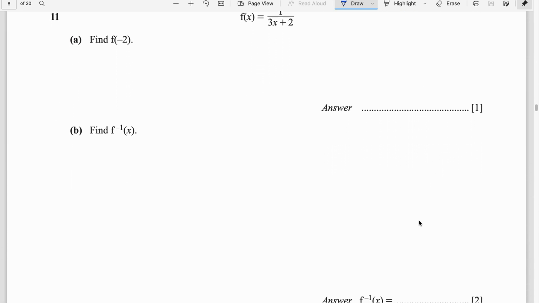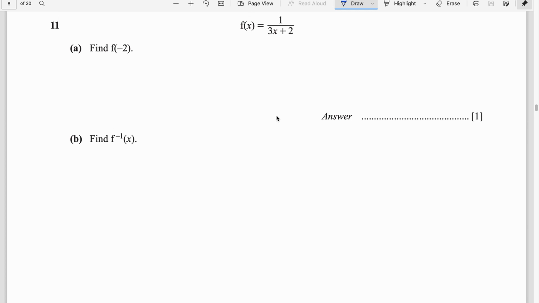Question number 11. Functions. f of minus 2 is 1 over 3 into minus 2 plus 2. 1 over 3 into minus 2 is minus 6 plus 2, 1 by minus 4.